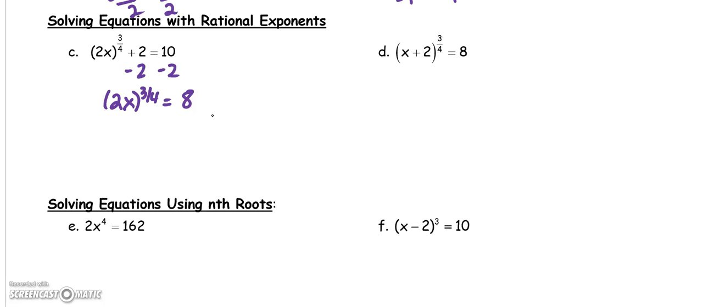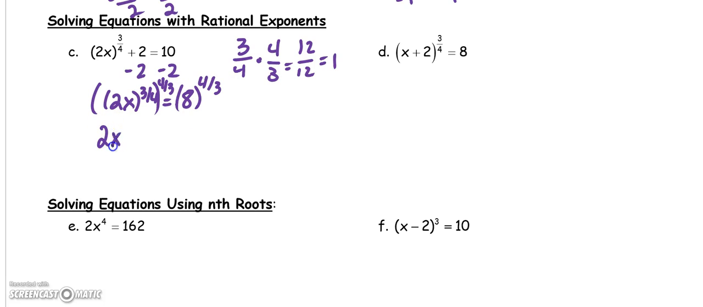Now, in order to get rid of that exponent of 3/4, what we can do is raise both sides to the reciprocal of that. Because remember, when we raise a power to a power, you multiply them. And if we multiply 3/4 by 4/3, that equals 12 over 12, which is just 1. And so then if we just have 2x to the first power, that's just 2x. So we've gotten rid of that exponent. So I'm going to raise both sides to the 4/3.